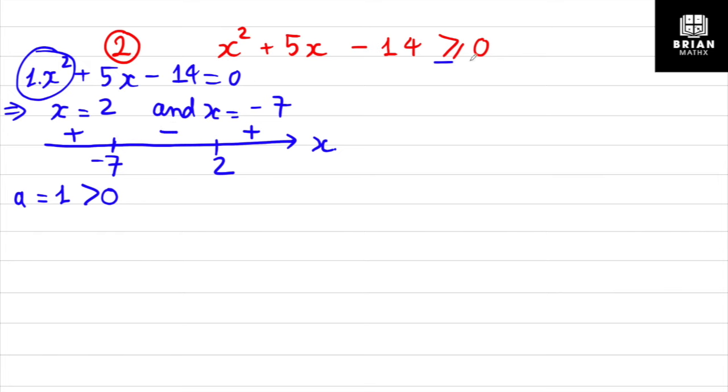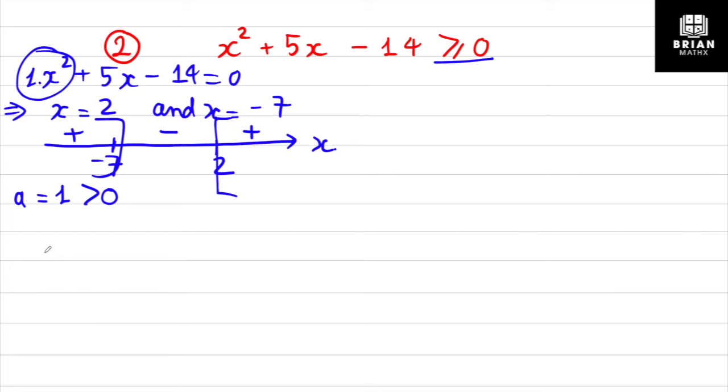And the question asks about greater than or equal to 0, so I care about the positive parts only. You have two positive parts. The first one is the left hand side of negative 7, and the second part is the right hand side of 2.